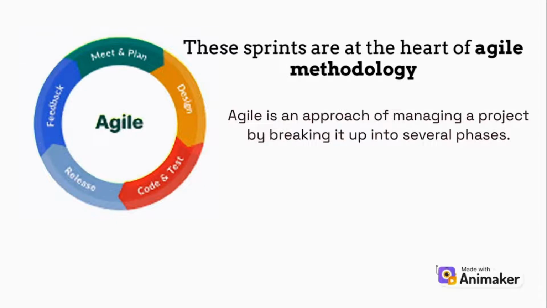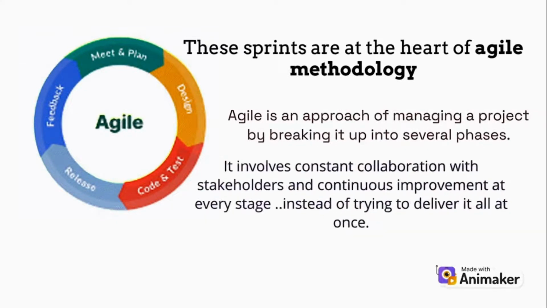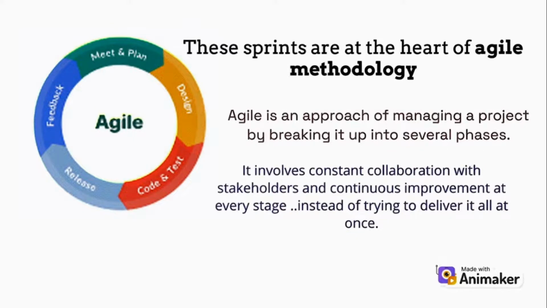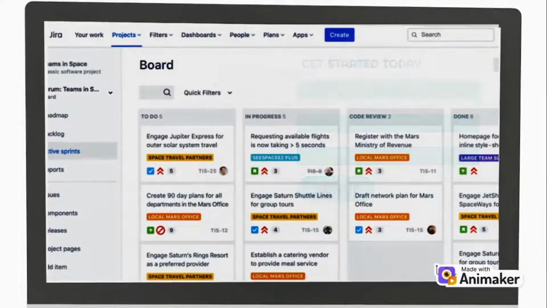Agile is an approach of managing a project by breaking it up into several phases. It involves constant collaboration with the stakeholders and continuous improvement at each stage, instead of trying to deliver it all at once. One of the most popular tools used in requirements gathering is Jira.